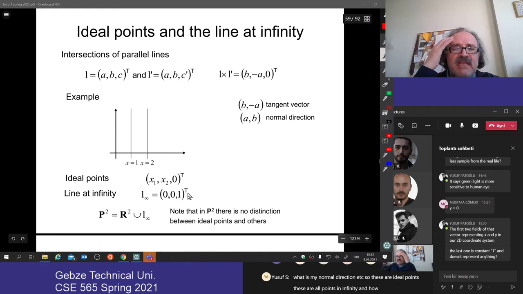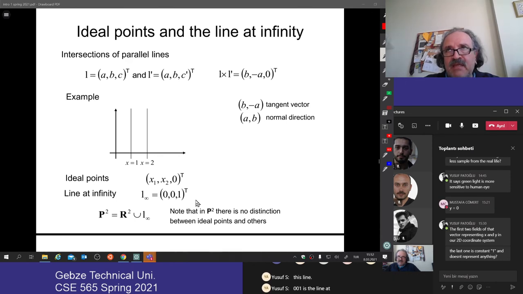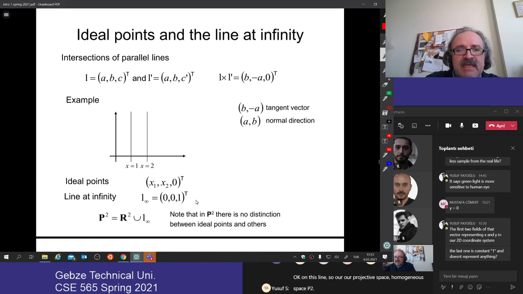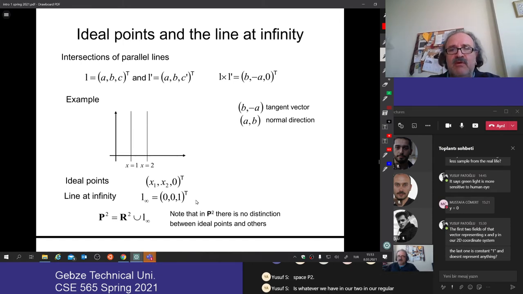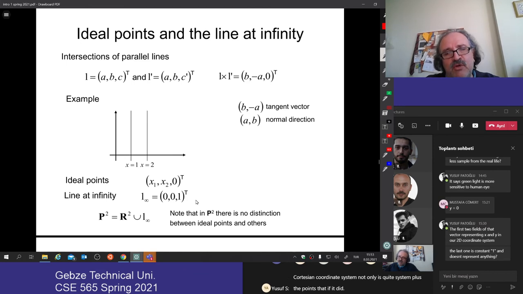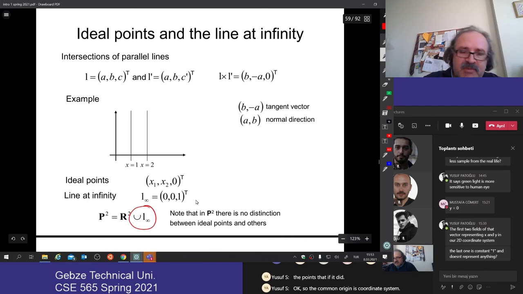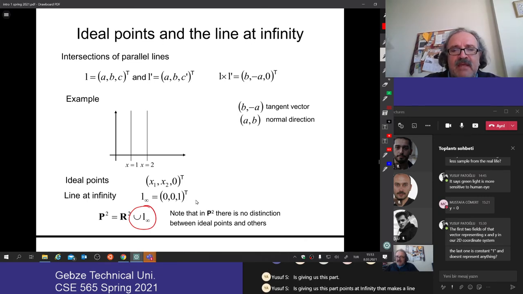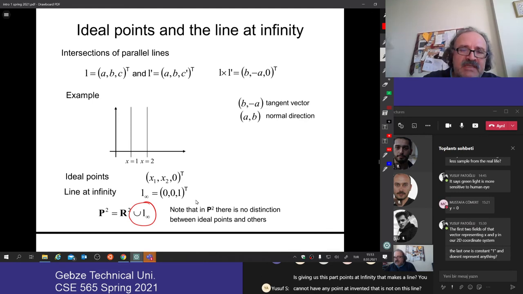And how many points are at infinity? There are infinitely many of them, and they are all on this line. 0, 0, 1 is the line at infinity. Any point that is at infinity should be on this line. So our projective space, homogeneous space P2, is whatever we have in R2 in our regular Cartesian, non-homogeneous coordinate system, plus the points at infinity. So the homogeneous coordinate system is giving us this part, points at infinity, that makes a line. You cannot have any point at infinity that is not on this line. All the points that are represented with this line are not in our regular coordinate system.